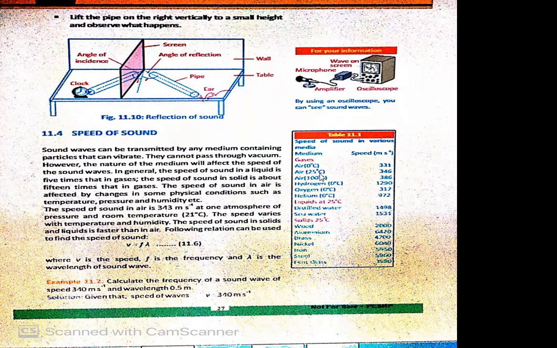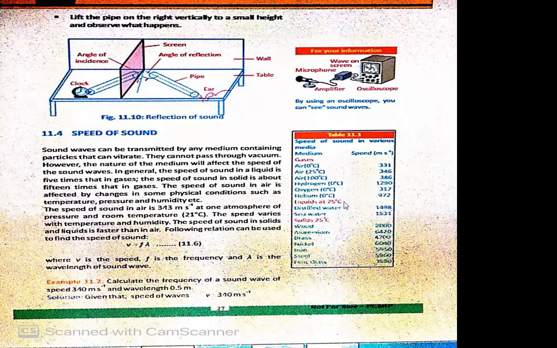If the temperature increases, the speed of sound also changes, depending on temperature, humidity, and these factors. If the temperature of the air increases from 0 degrees Celsius to 25 degrees Celsius, the speed of sound also increases from 331 to 346 meters per second. If the temperature of the air is 100 degrees Celsius, the speed of sound increases to 386 meters per second. Similarly, the speed of sound at different temperatures in gases is given in this table, right?